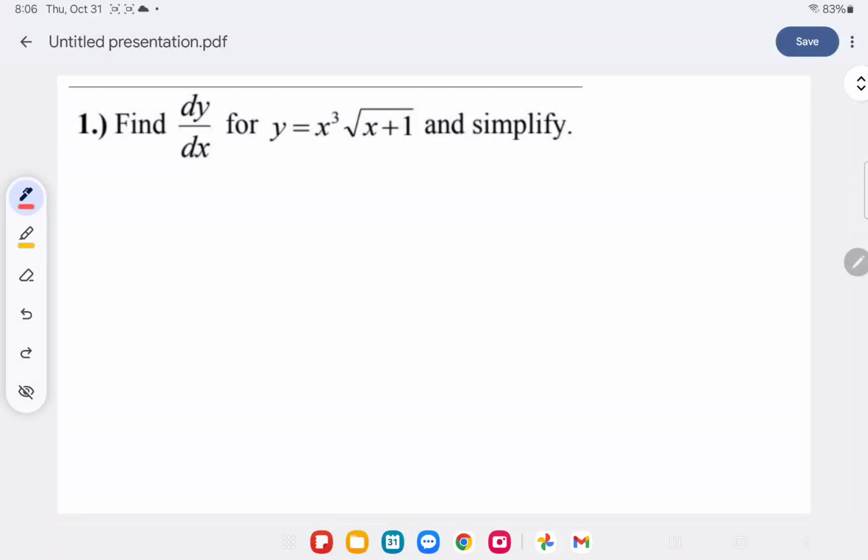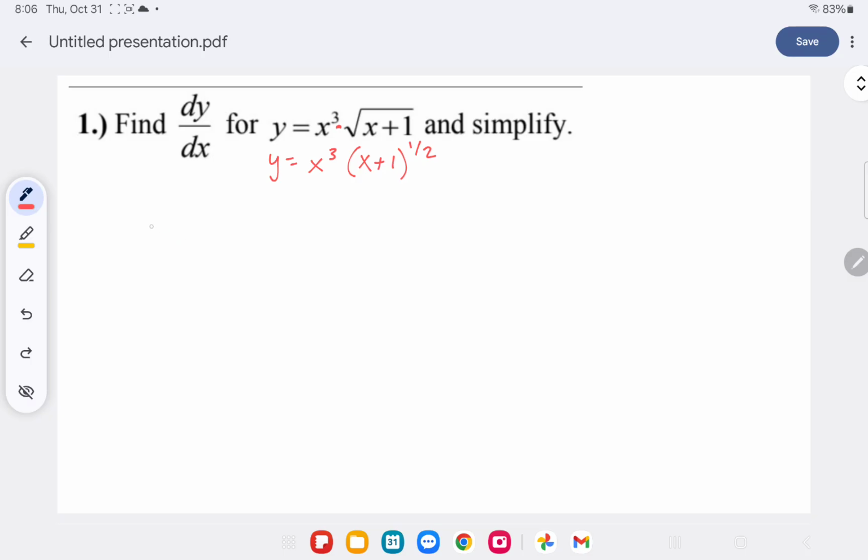I'm going to run through most of the problems on the review as quickly as I can here. This first one asks us to find the derivative. We have the product rule going on here. We also have the power rule going on twice, because we have x cubed and we have x plus 1 to the 1/2 power.